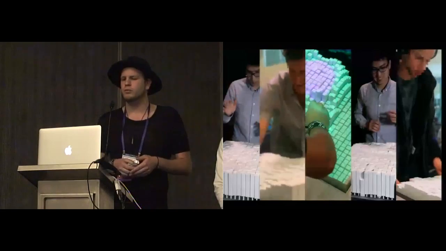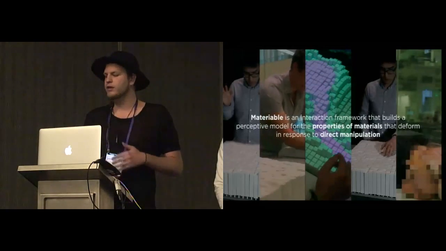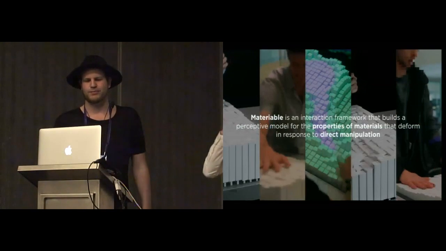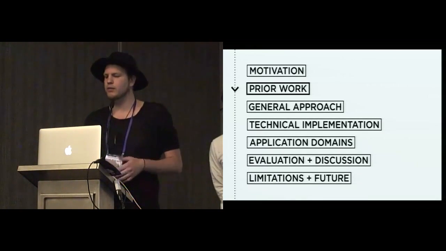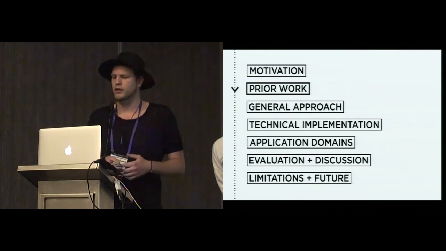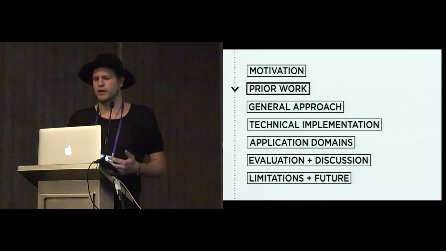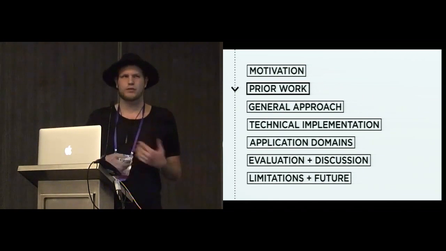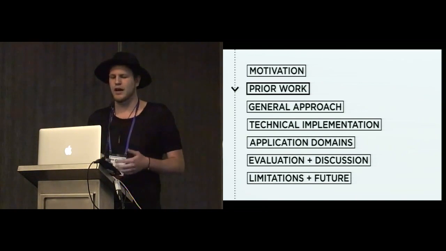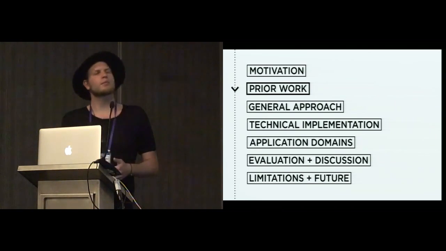So in this paper, Materiable, we propose an interaction technique that allows users to perceive various material properties of rendered deformable materials in response to direct physical manipulation using shape-changing interfaces. We're going to cover some prior work that we leveraged to develop Materiable. We're going to discuss our approach and a proposed interaction framework. We'll talk about how we managed to build all of this with a technical implementation, where and how we envision this to be used, and how various people responded to and perceived our implementation. Finally, we will discuss how we plan to push this work further into a vision of actual material computer interfaces.